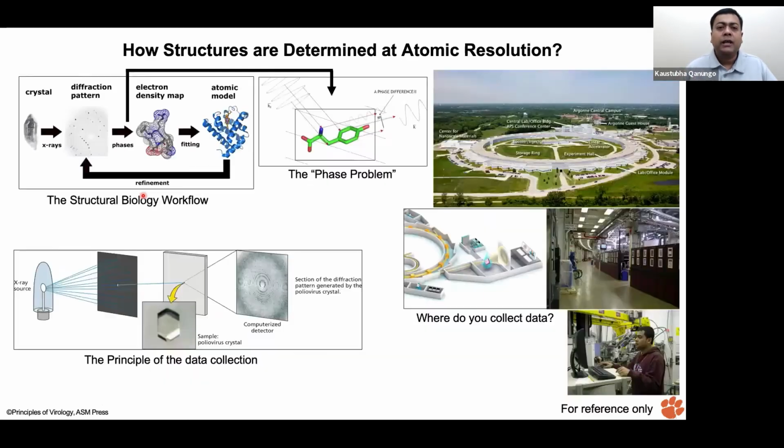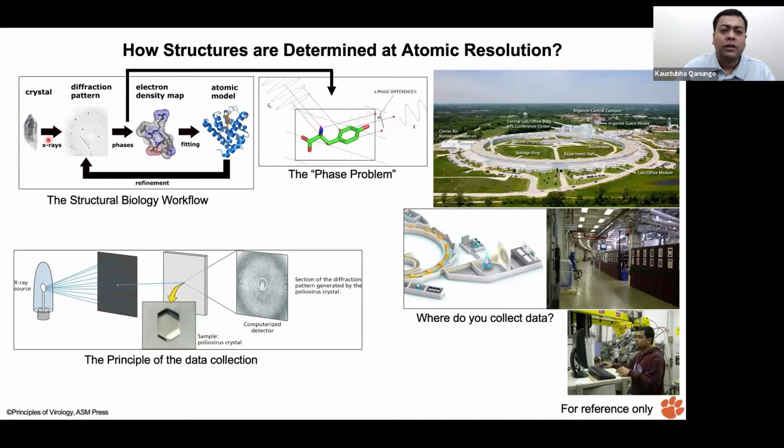So the next thing that happened is how we actually determine structures at atomic resolution: X-ray crystallography. This is a busy slide, for reference only, just for fun. To solve a structure, first we need to get a crystal. Once we get a crystal, we take it to an X-ray source.